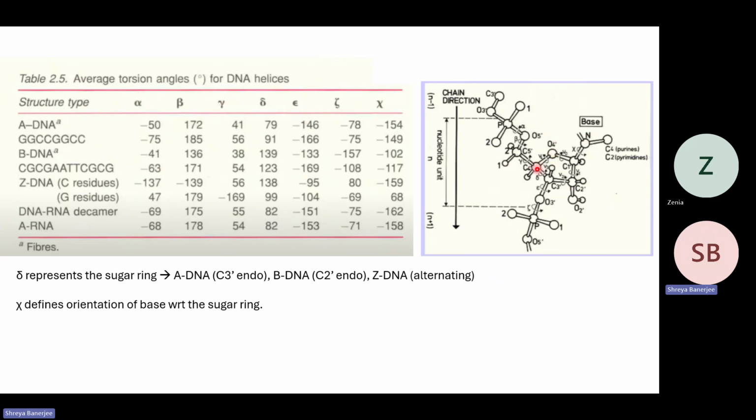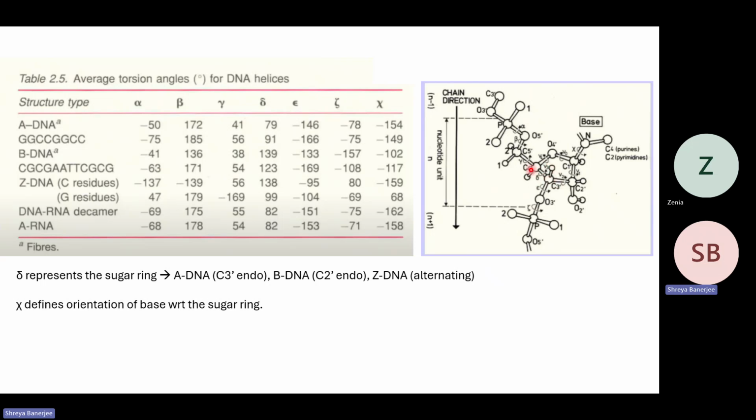So here is the pentose sugar ring. This is the phosphodiester bond, and this is the bond to the nitrogenous base. So the rotation along different bonds have been termed by these letters. So if you can see, alpha is the rotation between phosphate and O5 prime. Beta is between O5 prime, C5 prime. Then C5 prime to C4 prime is gamma. C4 prime to C3 prime is delta. Delta is also nu 3.